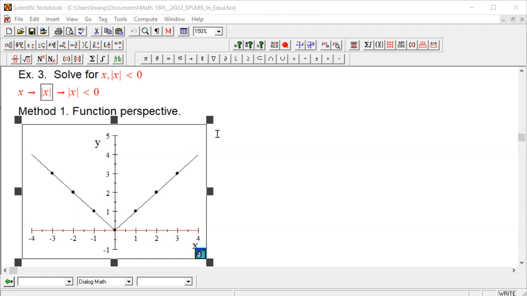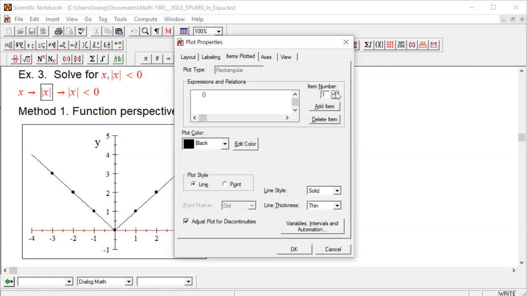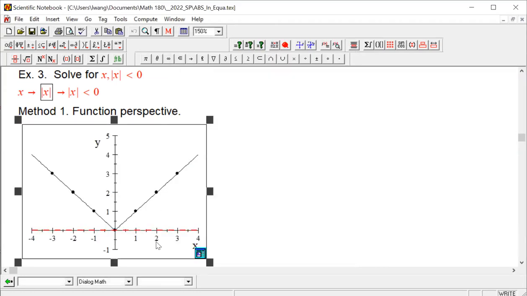So what is the solution? I need the line to be broken. And so none of the vertical lines is beneath this broken line. No input is beneath it. So therefore, there's no solution.